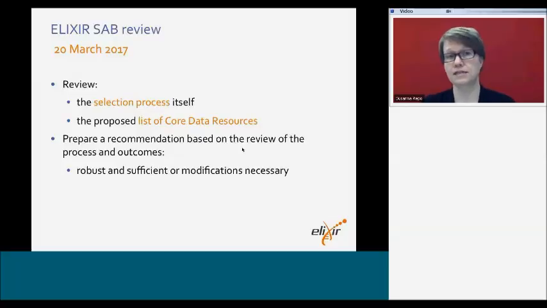So the ELIXIR SAB review will take place just the day before the ELIXIR All Hands meeting, the 20th of March. And we discussed this with the ELIXIR SAB last week, and they are ready to do this. So they will review the process, and they will review the proposed list of core data resources. And based on their review, they will then prepare a recommendation.